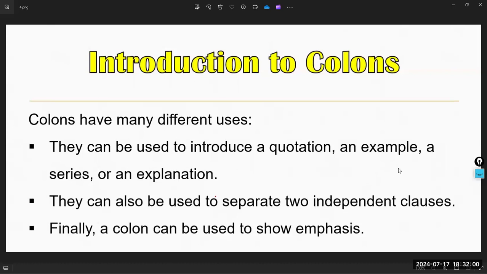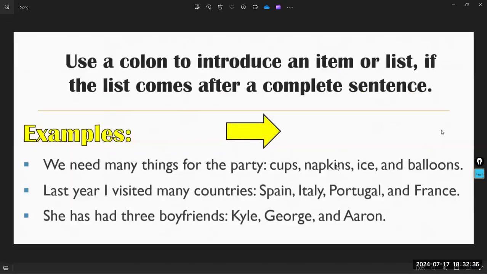Now let's discuss this page, which says colons have many different uses. Number one, they can be used to introduce a quotation, an example, a series, or an explanation. Two, they can also be used to separate two independent clauses. Finally, three, the colon can be used to show emphasis. So what do I mean by every use? Now we have to go into details.